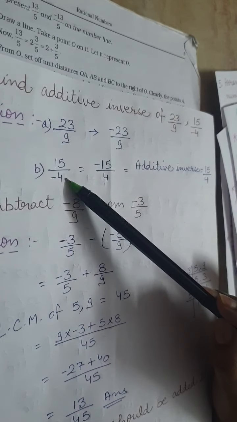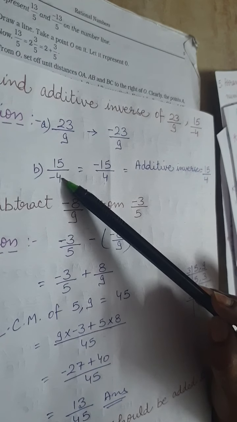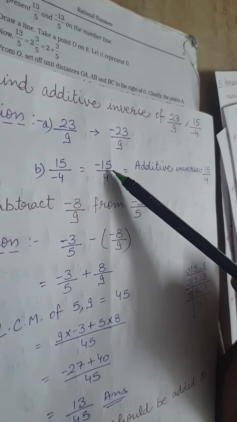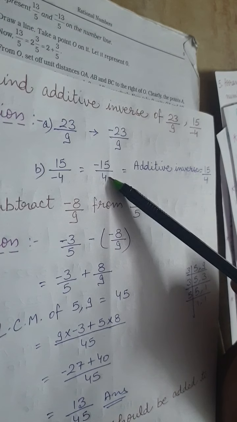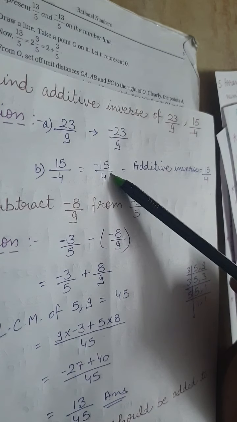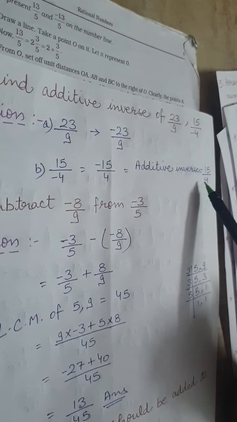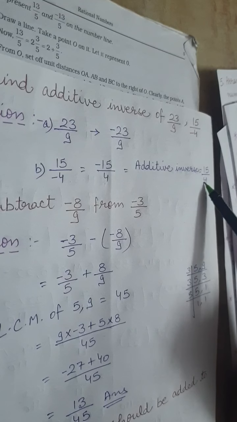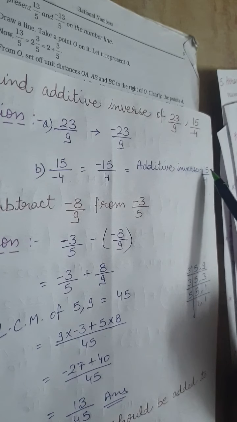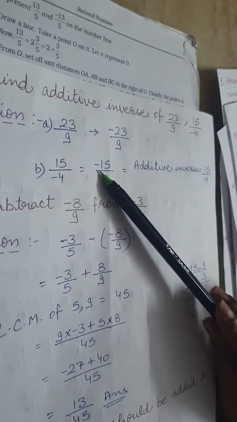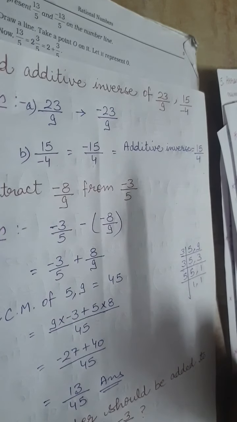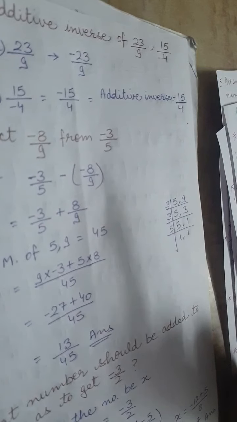The next question given is 15/-4. First make the denominator positive. That is, then we get -15/4. For additive inverse, you have to convert negative into positive. So -15/4, the additive inverse will be 15/4. See, the negative sign is removed. Negative sign क्या हो जाएगा, हट जाएगा and we get positive rational number.